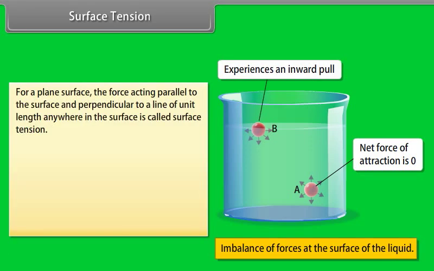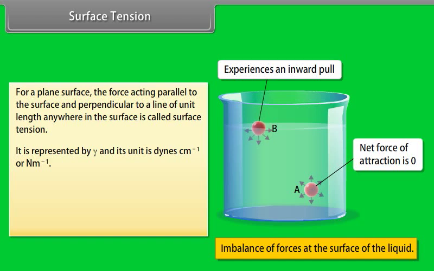For a plane surface, the force acting parallel to the surface and perpendicular to a line of unit length anywhere in the surface is called surface tension. It is represented by gamma and its unit is dynes per centimeter or newton per meter.